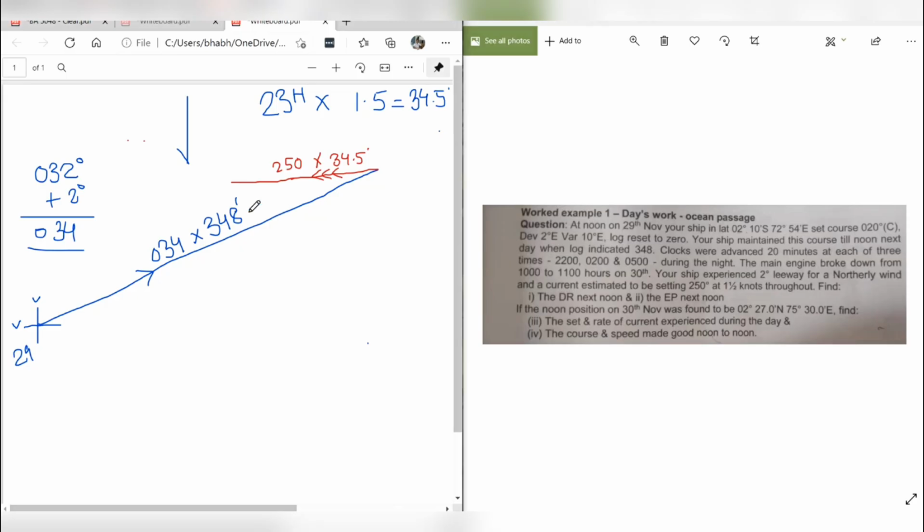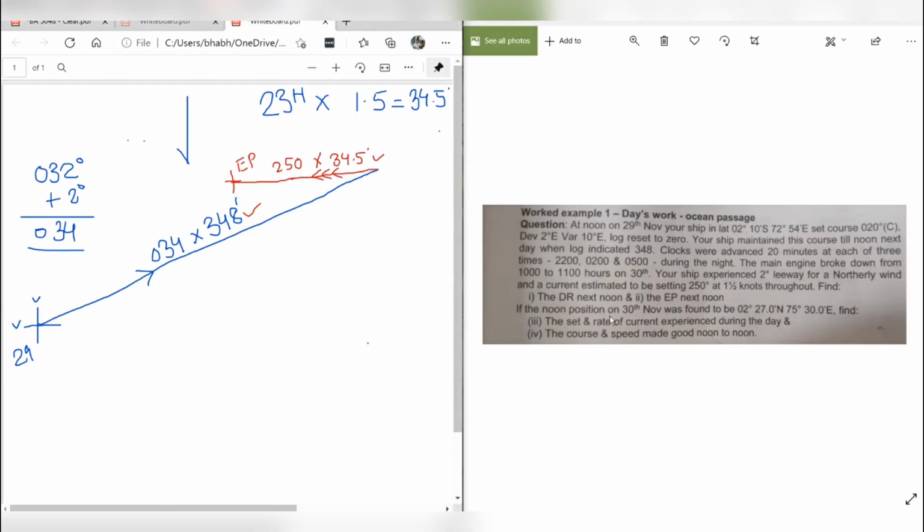For the EP position, you basically have to apply these 2 courses. 034, the distance is 348, and 250, the distance is 34.5 miles. So we will make a table. We will apply both the courses, DLAT and departure, and we can find out the estimated position. This position where we reach will be our EP for the next day. Okay, EP is okay? Sir. Okay. Now let's go to the next part.